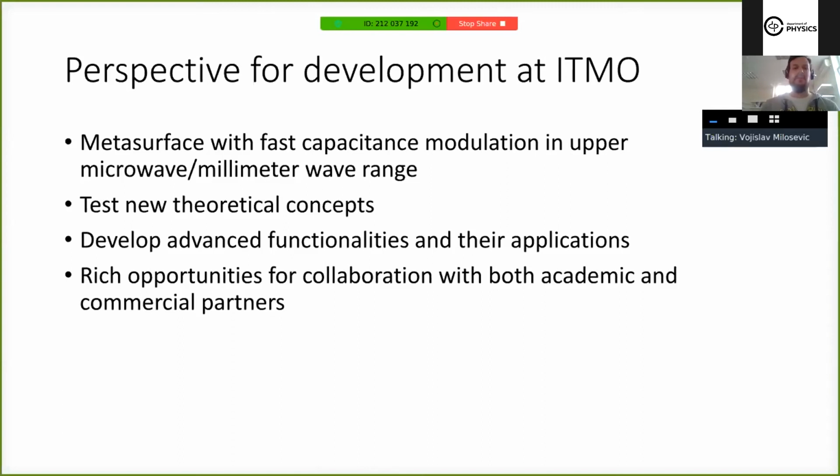And this will allow us to test new theoretical concepts, most notably this non-reciprocity with uniform time modulation in bianisotropic metasurfaces. But not only that, because this field of time modulated metamaterials with very fast time modulation has really rich opportunities for new theoretical concepts, because most of the current theory is based on a time invariant system. So there are some really exciting possibilities with this fast time modulation.